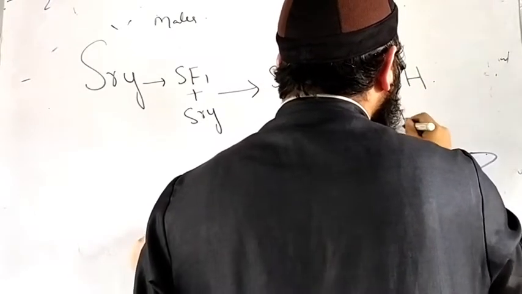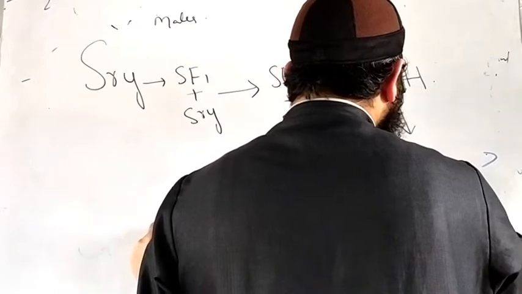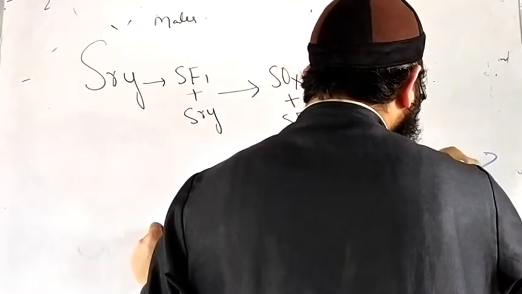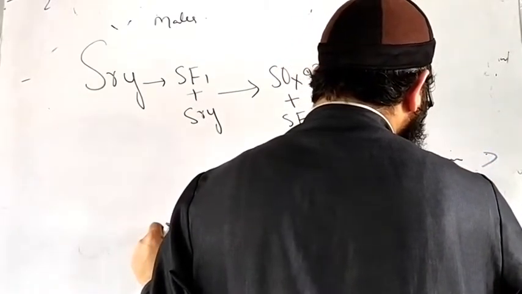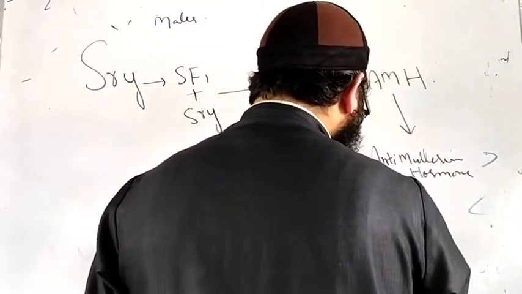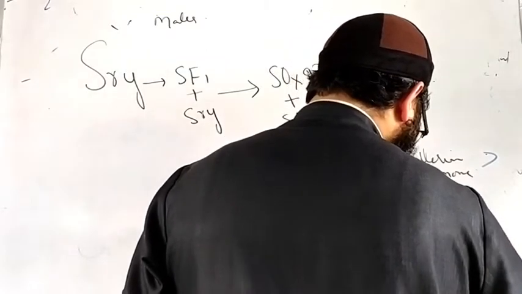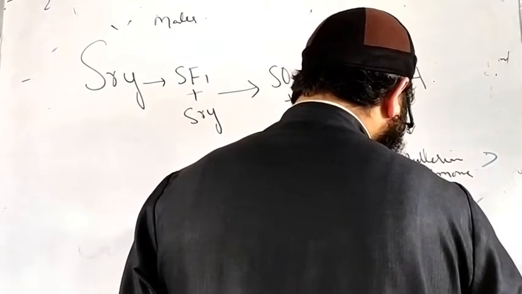This AMH gene will produce the protein anti-Mullerian hormone. This AMH will cause a regression of the Mullerian duct.